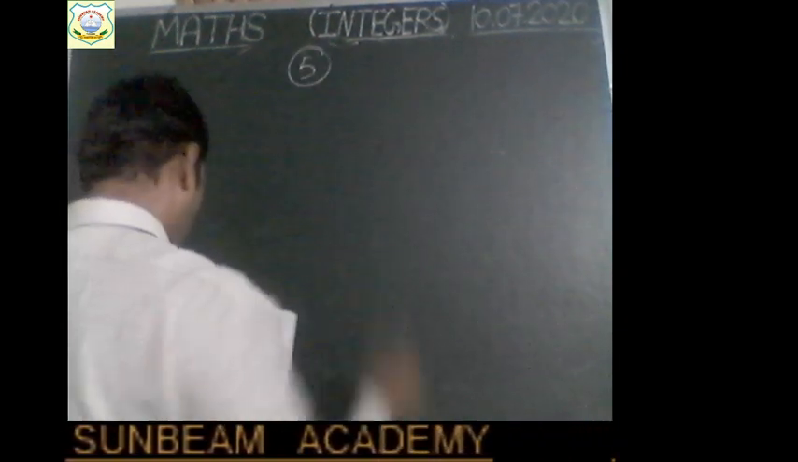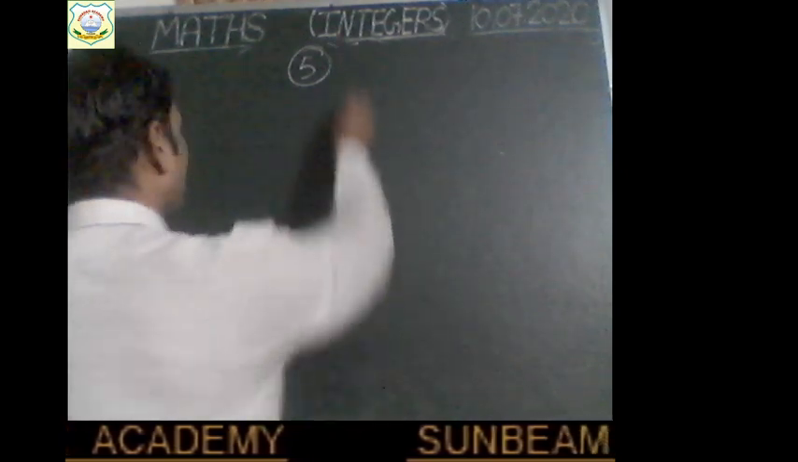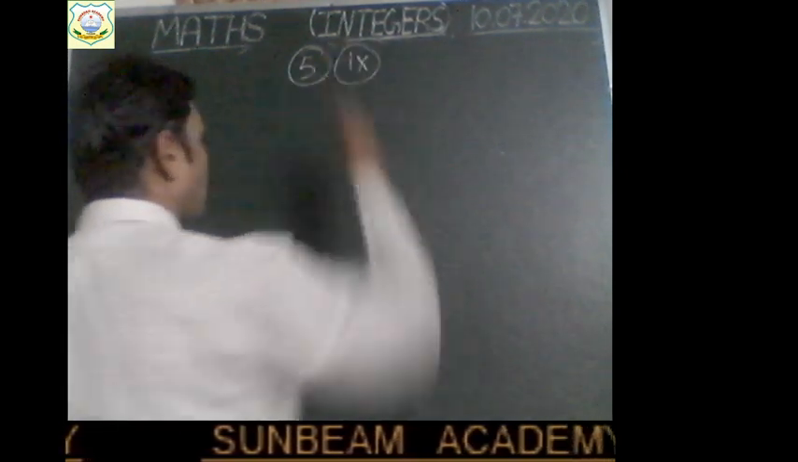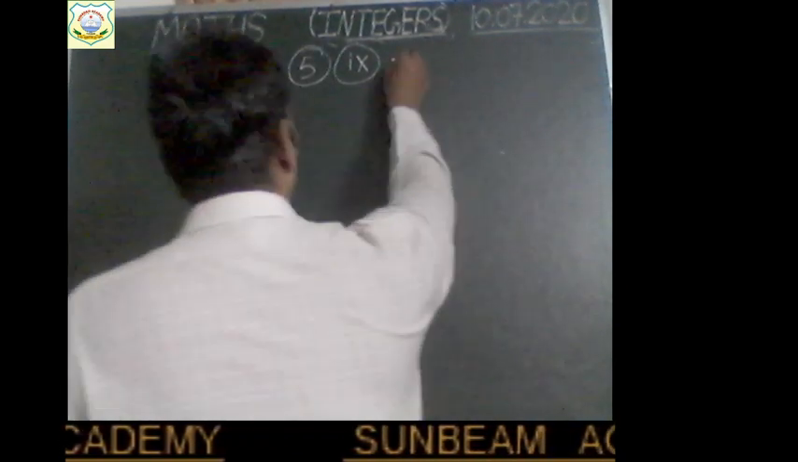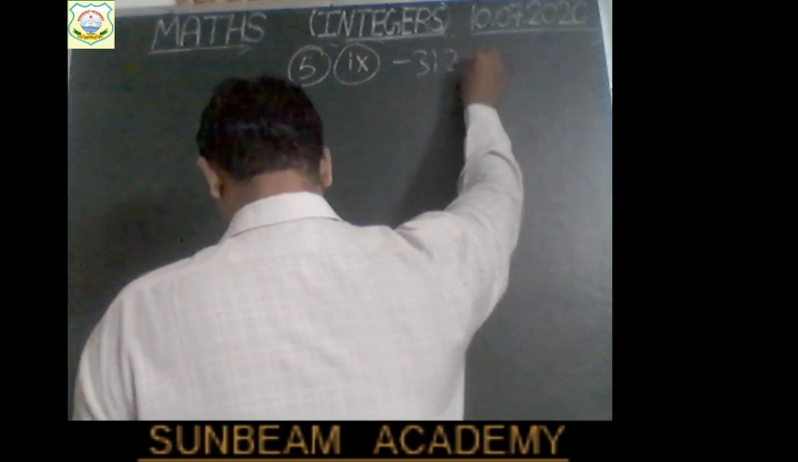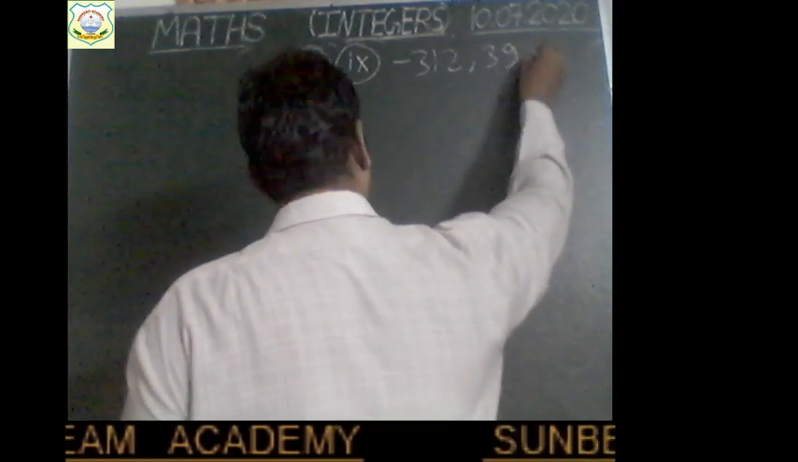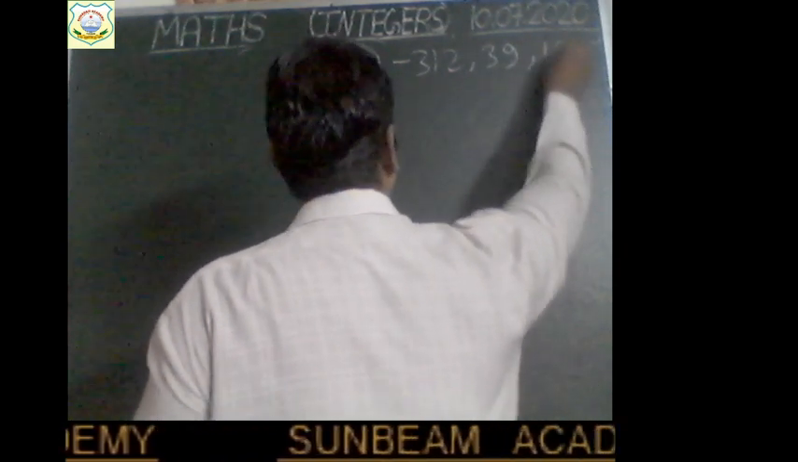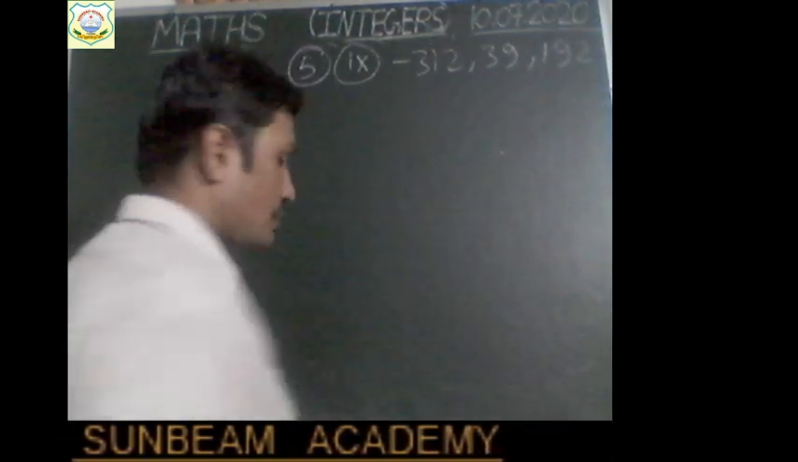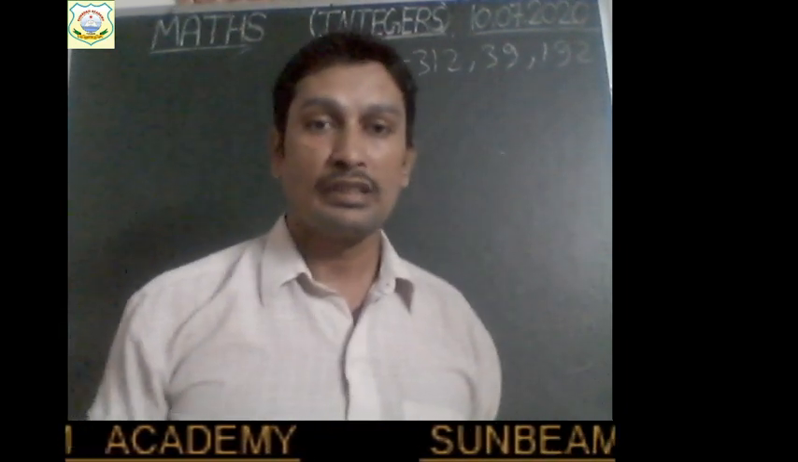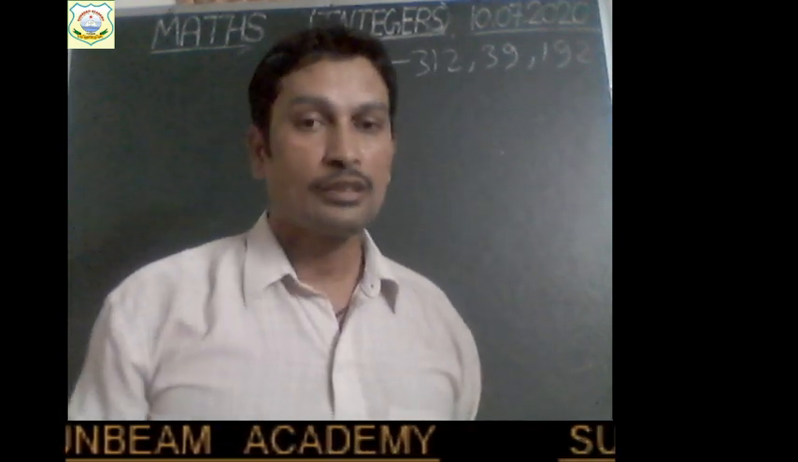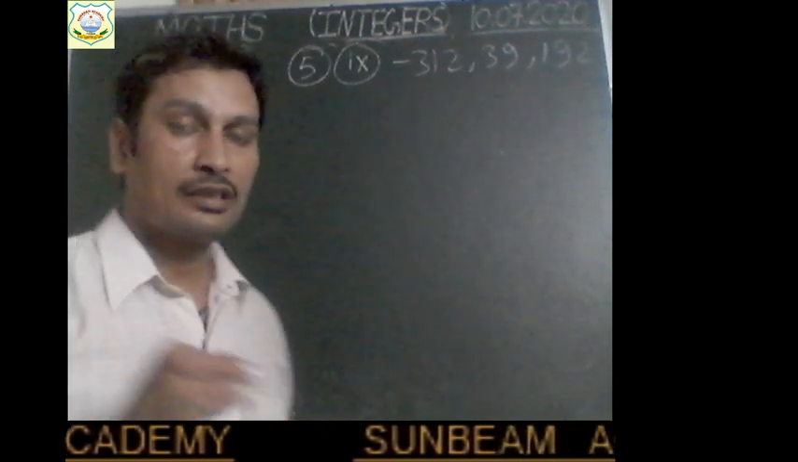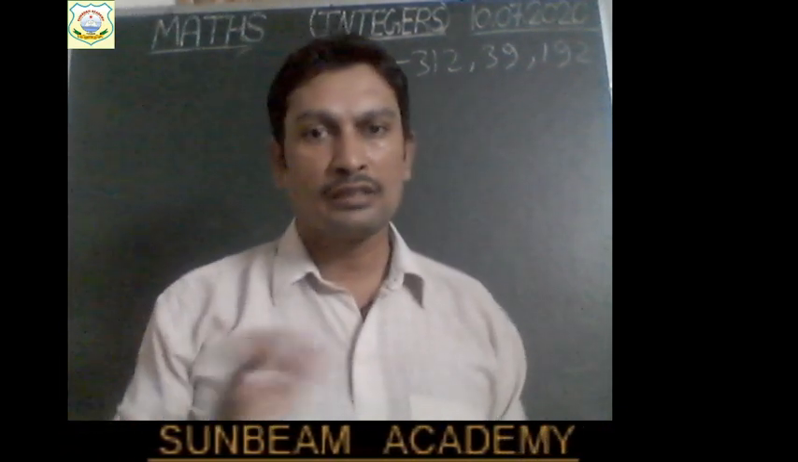So let us see question number 5, and I am solving the ninth part. Here integers are minus 312, then 39 and 192. These are three integers which are to be added. We can add in column method, we can add in row method also. Okay. So here I am using the row method.